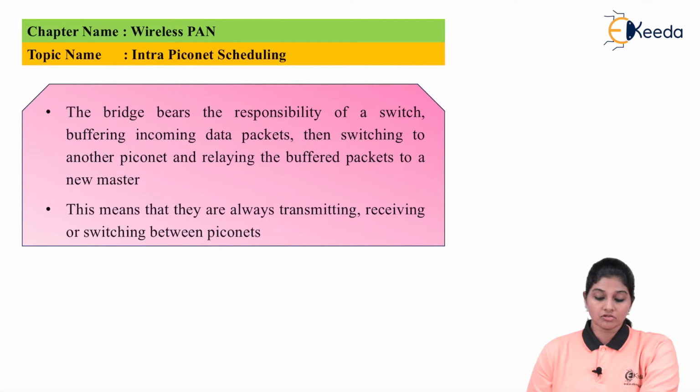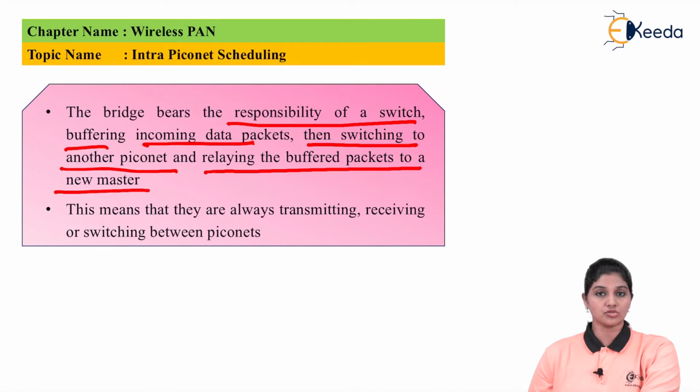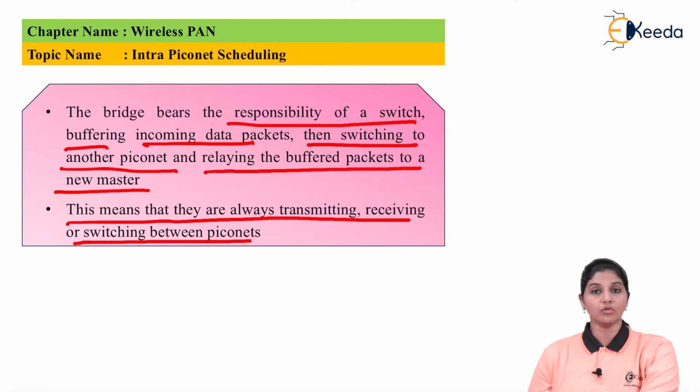The bridge has the responsibility of switch buffering: buffering incoming data packets, then switching to another Piconet, and relaying buffered packets to the new master. So basically it is used for transmission and reception of data. It receives the data packet from one Piconet, buffers it after receiving, and then transmits it to the next Piconet, or we can say to the new master. This means it always transmits, receives, or switches between the Piconets. As it is considered a shared node, it is responsible for sharing of resources or information between the two Piconets.